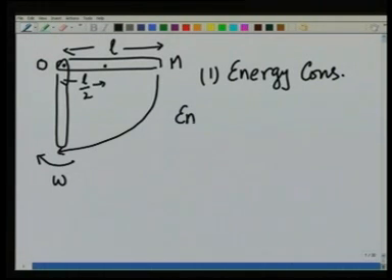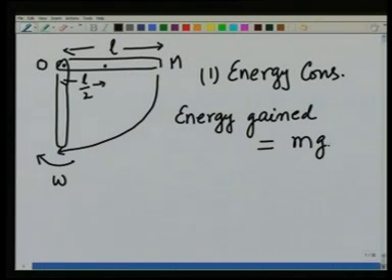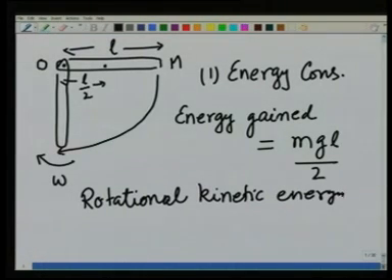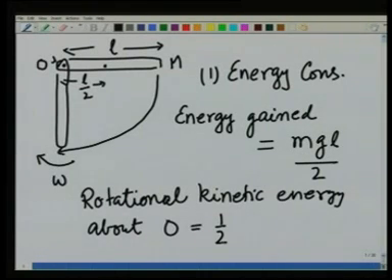So, the energy gained should be equal to m g L divided by 2, and all of this energy gets transformed into its kinetic energy, which in this case is the rotational kinetic energy about point O. This is point O, I remind you, and this is going to be equal to 1/2 I about point O, which we have seen in the previous lecture is m L square over 3, times omega square.